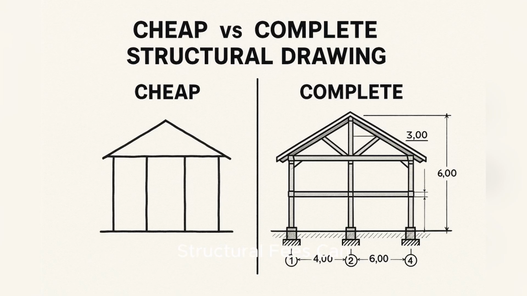Why cheaper structural fees can be risky. Some homeowners look for structural design at very low prices, but this often results in incomplete drawings, generic reinforcement details, or missing calculations. Cheap design may ignore soil conditions, miscalculate loads, or reuse templates meant for different projects. These shortcuts can weaken the structure or increase material costs. A low price may seem attractive, but the long-term risks outweigh the savings.